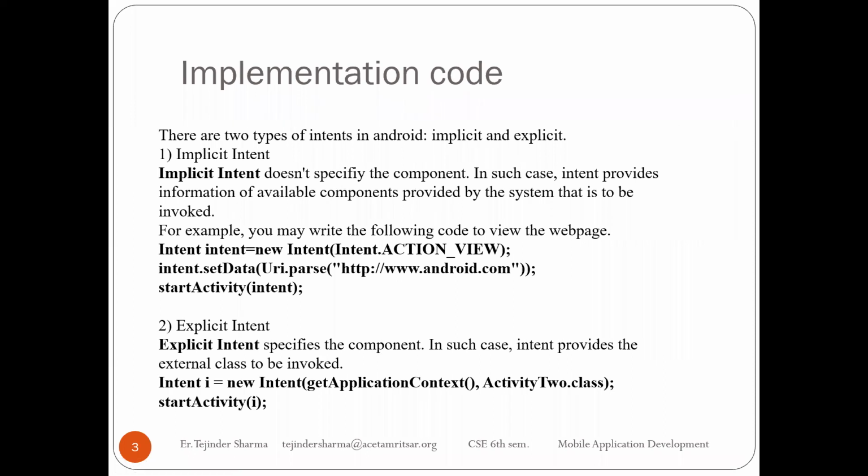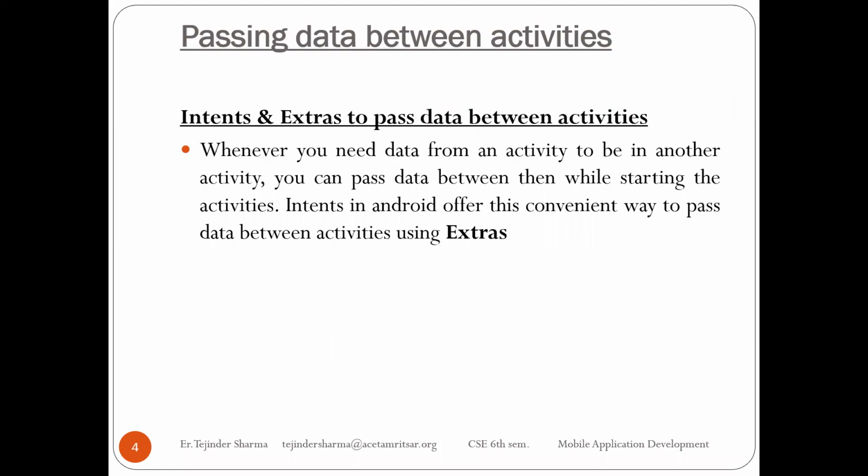So we have implemented implicit and explicit intent, and these are the snippets of the code of implicit as well as explicit intent. So now how to pass the data between activity? Actually, we will make two activities in a single project, right? Your application will have multiple activities and you can pass the data from one activity to another. So whenever you need the data to be passed from one activity to the another, we can do it using the extras method, fine. Intents in Android offer this convenient way to pass the data between activities using the extras method.